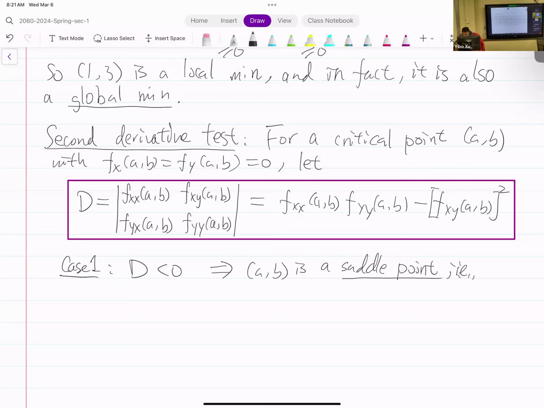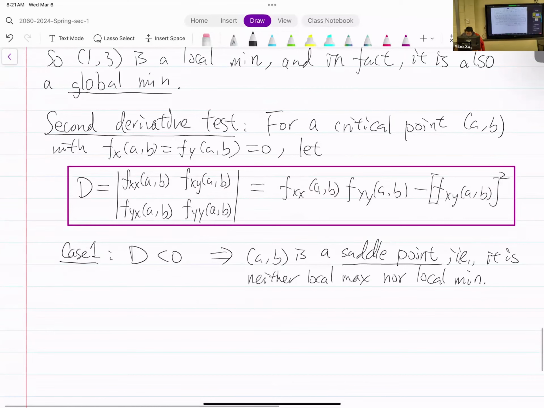I.e., it is neither local max nor local min. Case 2.